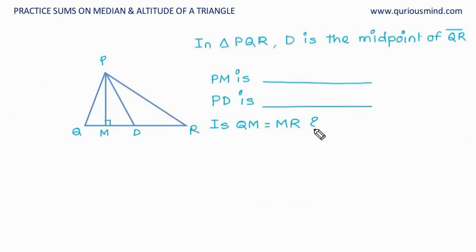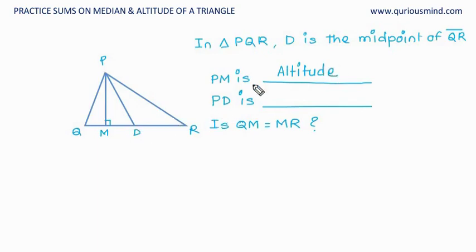In triangle PQR, D is the midpoint of QR. Then what is PM, what is PD, and is QM equal to MR? If you look at PM, PM is making a 90-degree angle with QR. That means PM is an altitude, because the definition of altitude is a line segment joining a vertex with one point on the opposite side such that it makes a 90-degree angle, and hence PM satisfies this definition, and hence PM is the altitude.